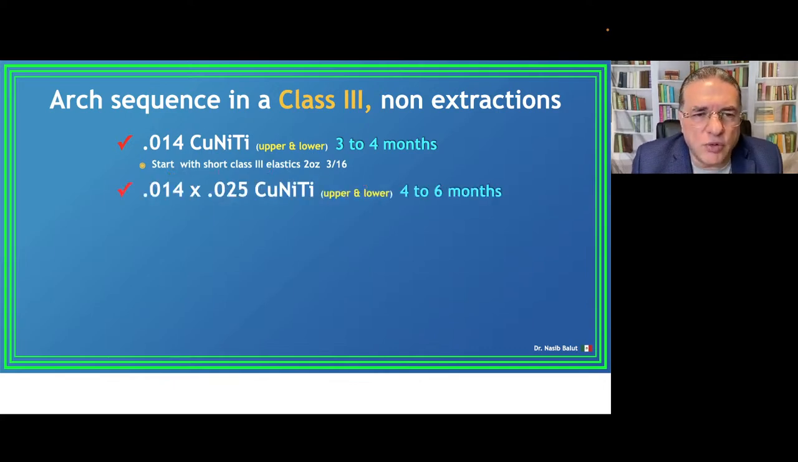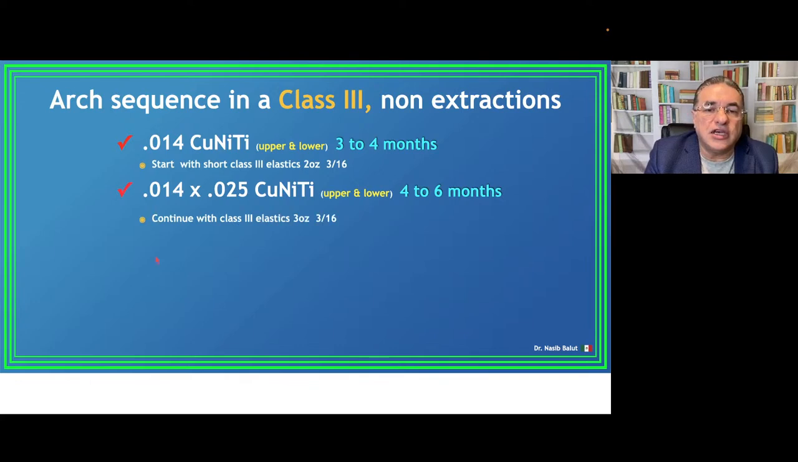Then I will move on to a 14x25 copper nickel-titanium, upper and lower. This is my friendly arch. This is the arch where I will get the arch development. Sometimes I need much arch development, which I will do with stainless steel archwires. And I would leave these archwires at least 6 months. And obviously they go all the way to the second molars, upper and lower.